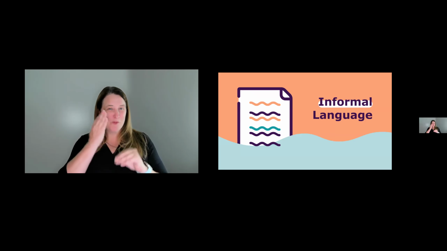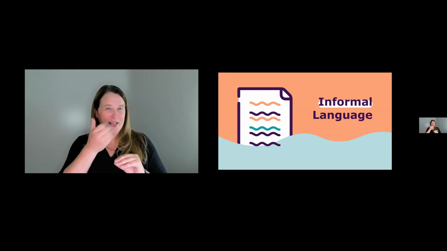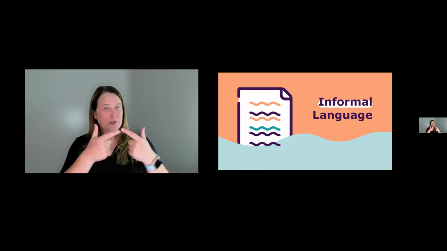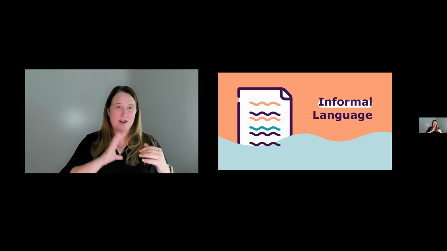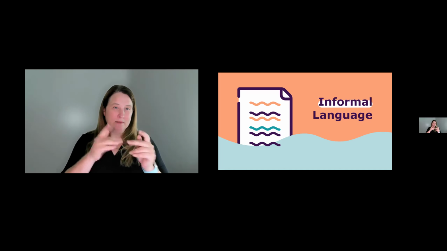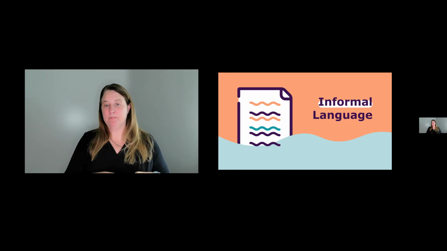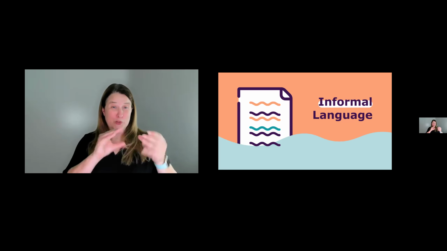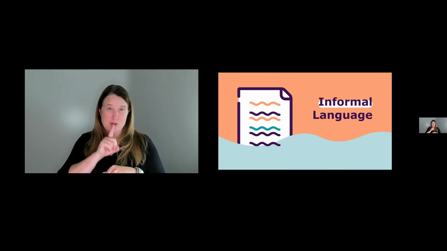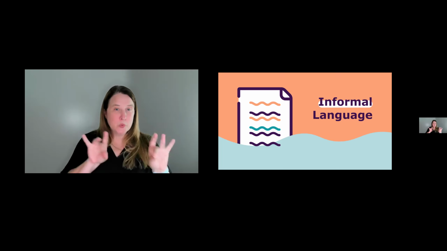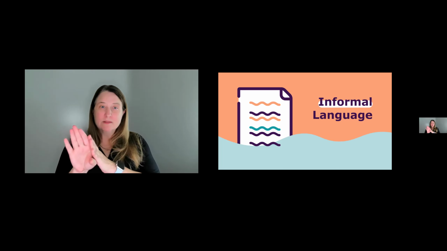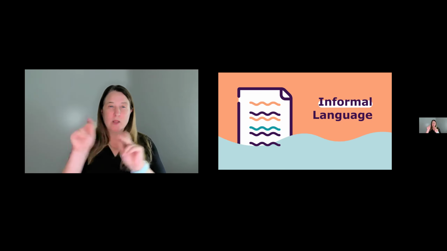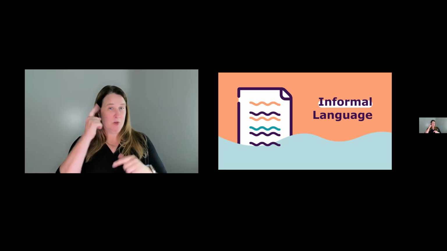So informal language, it's more familiar. It's about your everyday experience and how we use language. So friends, family, outside of any formal academic, school, workplace type setting. Personal stories are embedded in informal language for sure. Our word choice is more about relationship development, wanting to connect with people.